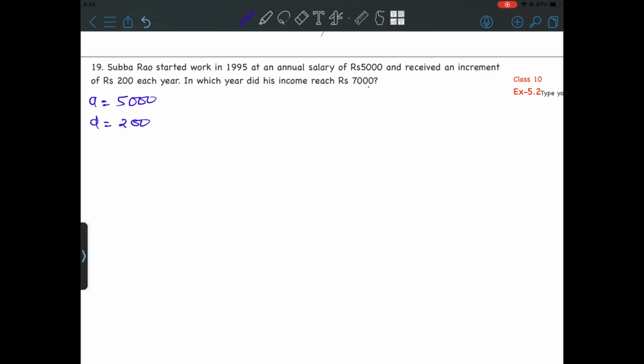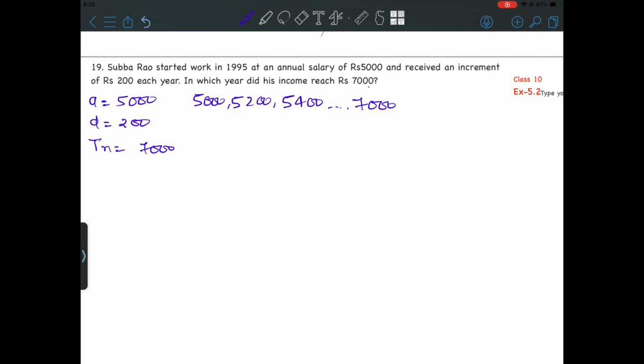So now they have given that his salary becomes 7,000. It means that another term, right, TN is equal to 7,000, right? So if you write the AP also, first term will be 5,000, second term will be 5,200, third term will be 5,400 because every year the increment in the salary is rupees 200, and the last salary drawn is 7,000 in this series.